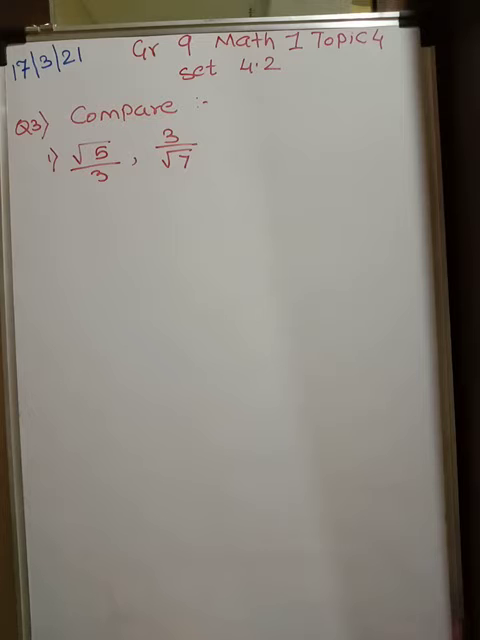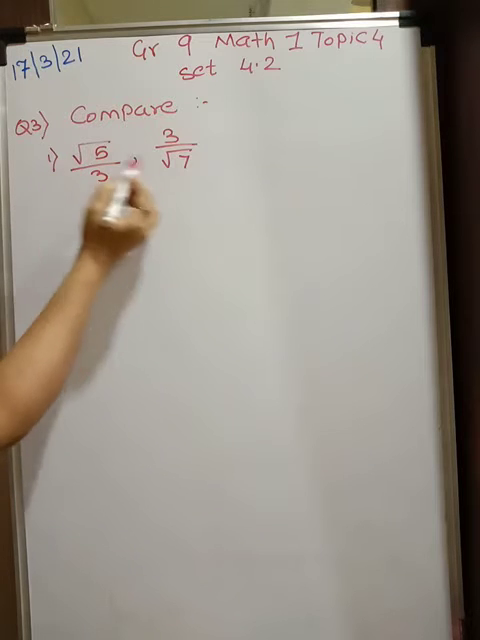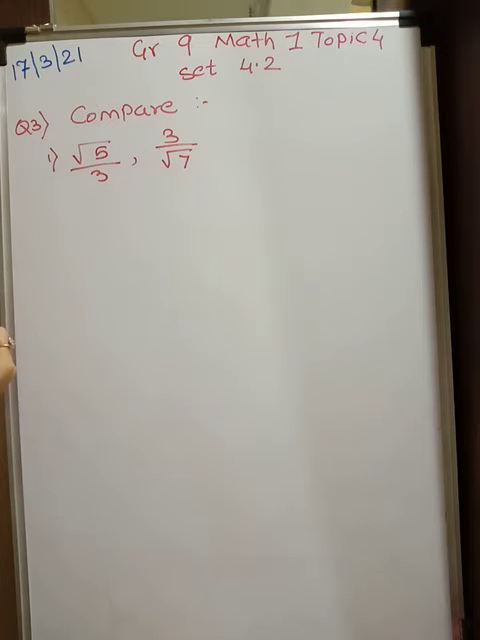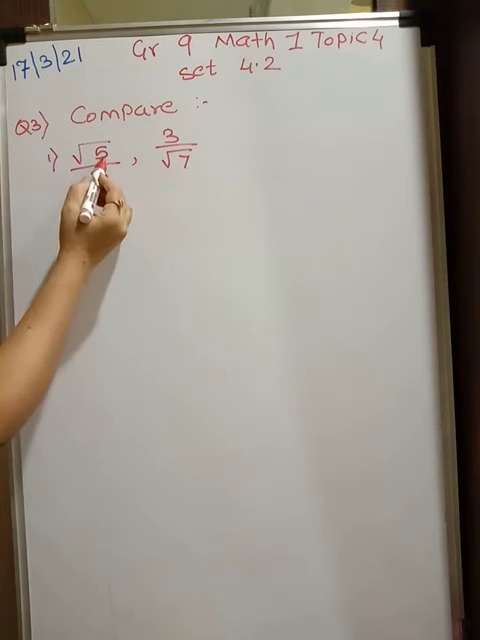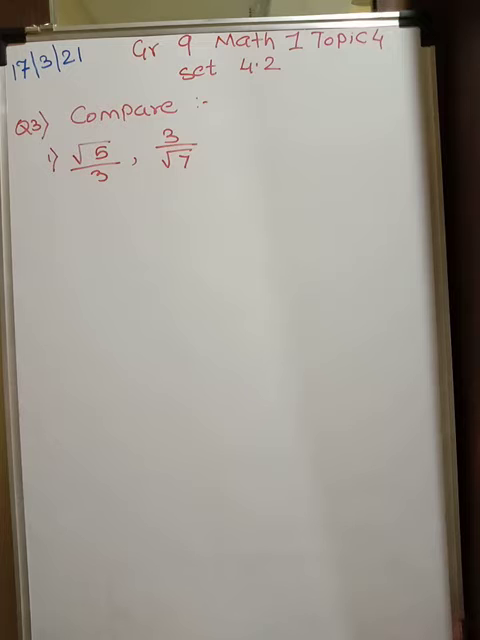Now question 3 is compare the following pairs of ratios. This is one ratio and this is another ratio. Now see students, these two are under root and this is not under root. So it is a little difficult to compare the ratios. So what we can do, these are not perfect squares so that they can be taken out from the root sign. So we need to put this into root sign.